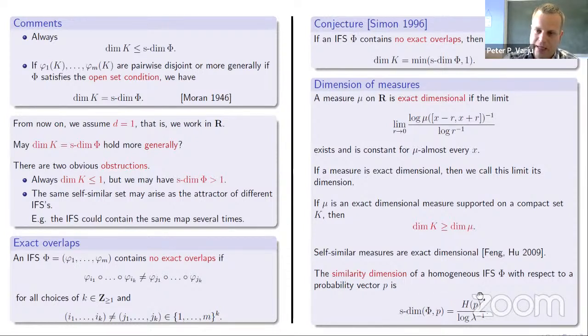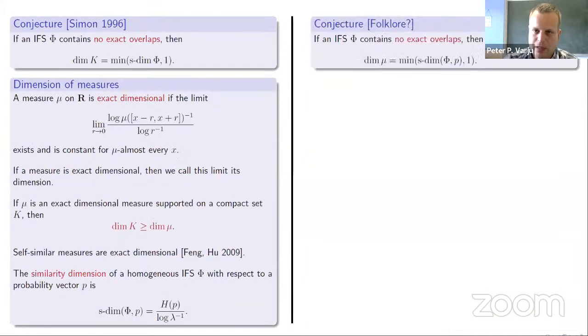And this is defined as the ratio of the Shannon entropy of your probability weights over the logarithm of the common contraction factor to the -1. So if you don't know what Shannon entropy is, then just consider the uniform probability distribution, where each p is equal to 1 over m, and then you get log m over log lambda inverse, so the same as the similarity dimension of the iterated function system without weights.